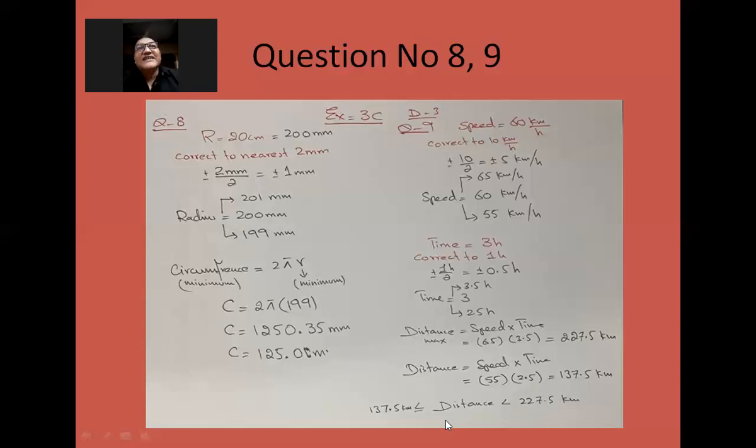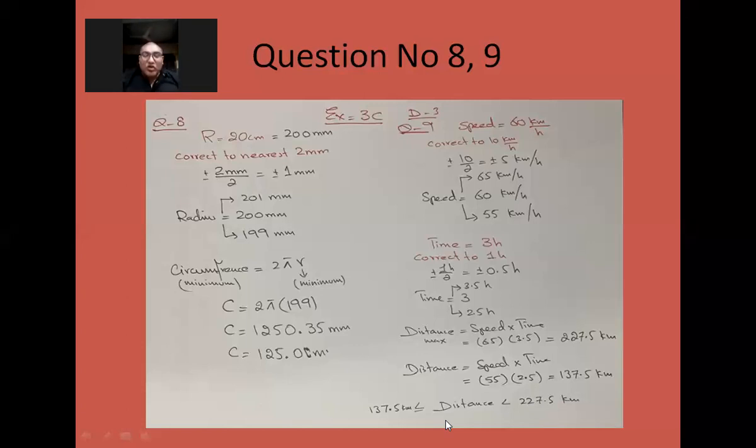Then he says the time taken is 3 hours, and this is correct to 1 hour. So 1 hour divided by 2, that will give you 0.5 hours. So with it, I will write plus minus. Your time is 3 hours. If you add 0.5 in it, you get 3.5 hours. That's the upper bound of the time. And from 3 hours, you subtract 0.5 hours, and that will give you the lower bound, that will be 2.5 hours.